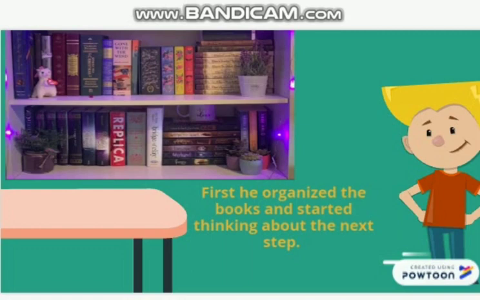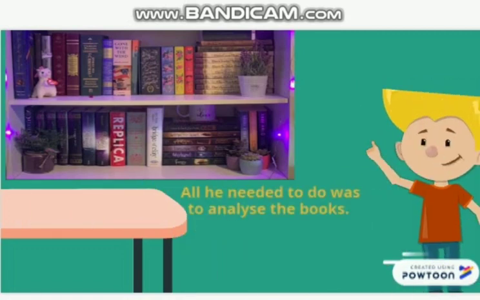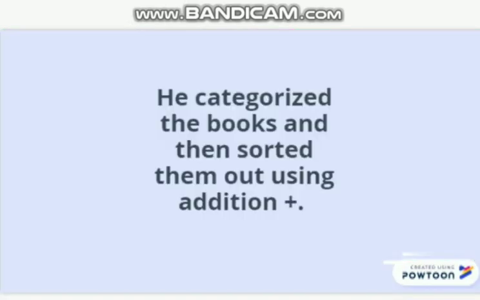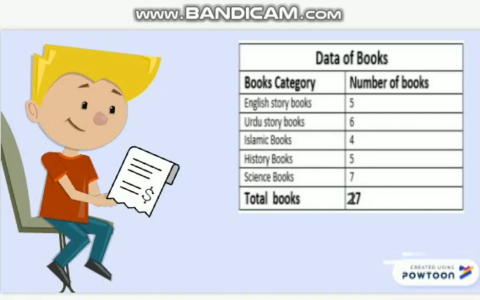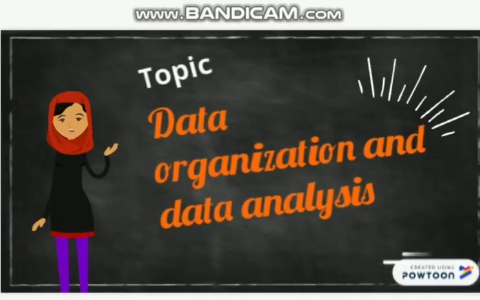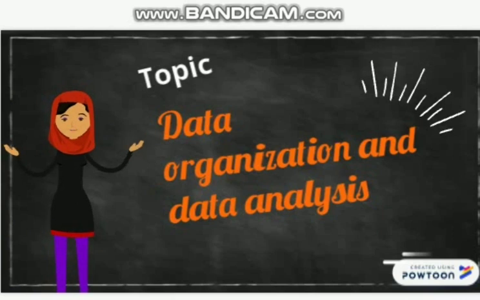Now, what did he have to do? All he needed to do was to analyze the data now. Then Tim categorized the books and sorted them out using the addition. This is how Tim organized and analyzed the data and came up with a list of books, and he presented that list to his teacher. So Tim was appreciated by his teacher on organizing and analyzing the data so well.